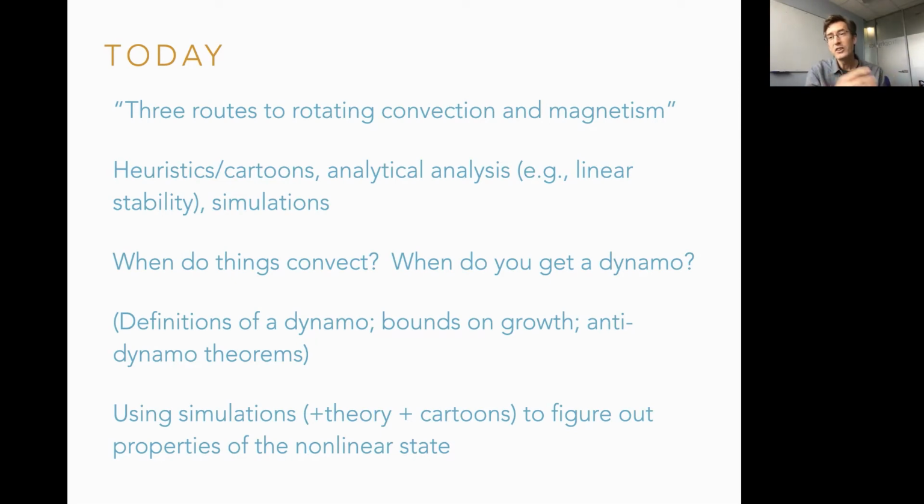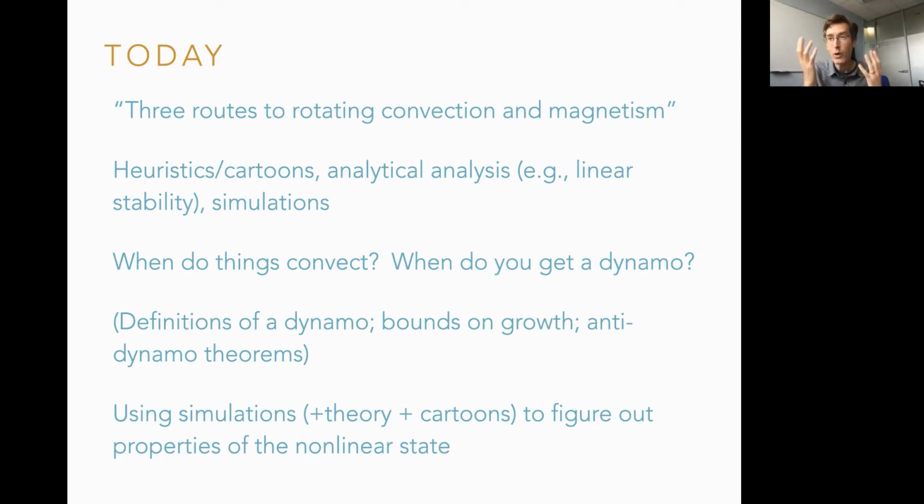But we also would like to know some things about the evolved nonlinear state. So once convection gets going and it's rattling around and there's magnetism and rotation and all the rest of it, what actually happens? How strong do the convective flows get? How strong are the magnetic fields you build by dynamo action? And how is all that stuff influenced by rotation? So that's the kind of story.